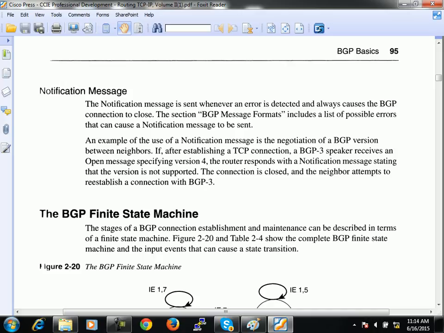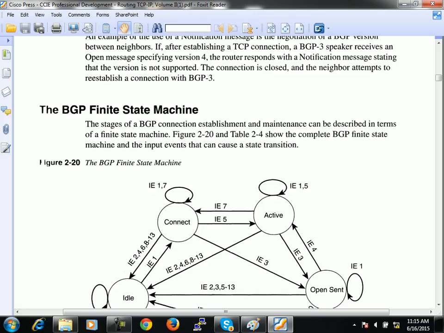An example of the use of a notification message is the negotiation of BGP version between neighbors. After establishing a TCP connection, a BGP 3 speaker receives an open message specifying BGP version 4. The router responds with a notification message stating that the version is not supported. The connection is closed and the neighbor attempts to reestablish a connection with BGP version 3.